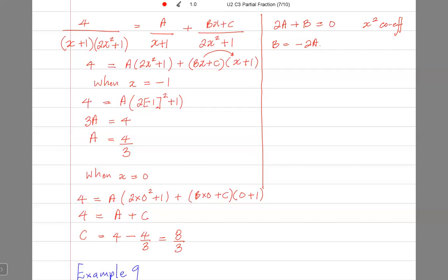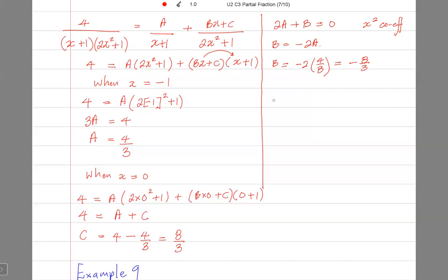Anybody disagree? Any reason to disagree? No, sir. So it means that b would be equal to minus 2 times a, which is 4 over 3. So b would be equal to minus 8 over 3. So I have a, b, and c.